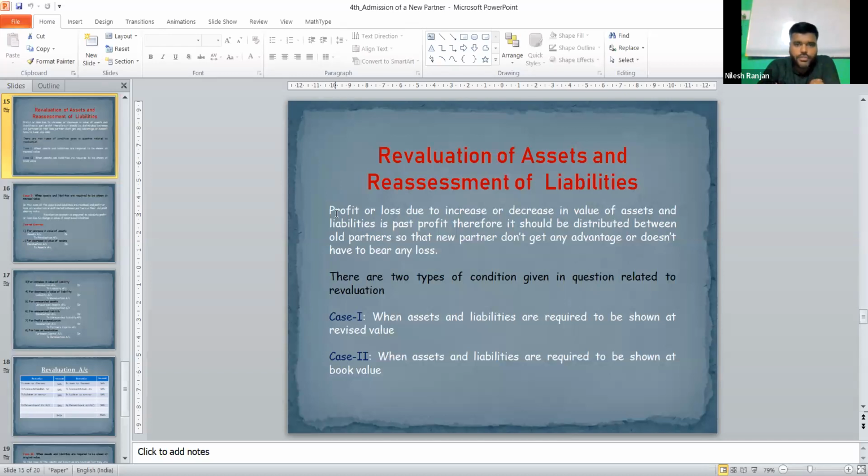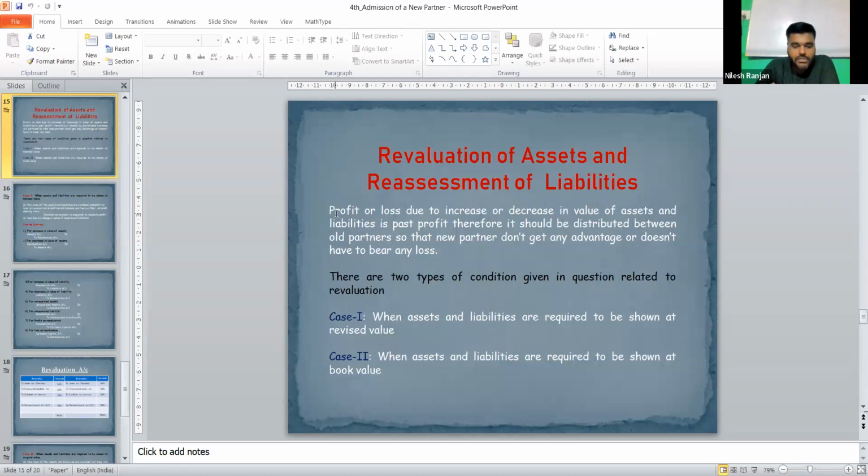You can see here that profit or loss due to increase or decrease in value of assets and liabilities is past profit. Therefore, it should be distributed between old partners so that the new partner doesn't get any advantage or doesn't have to bear any loss. This concept written here is related to admission of a partner.